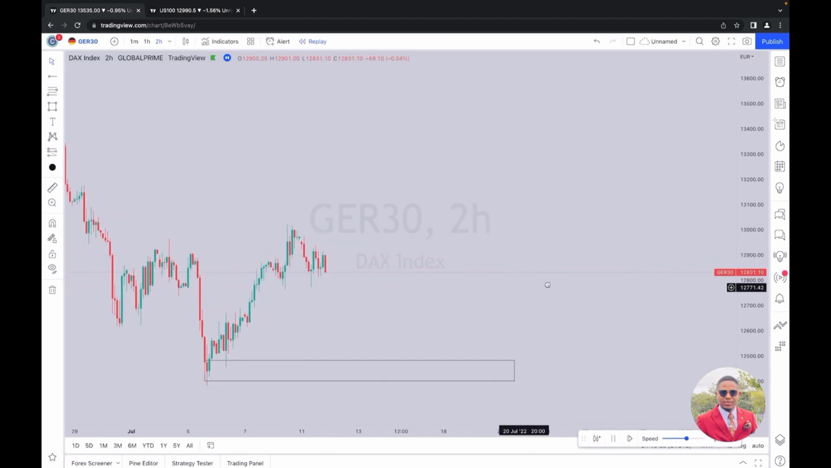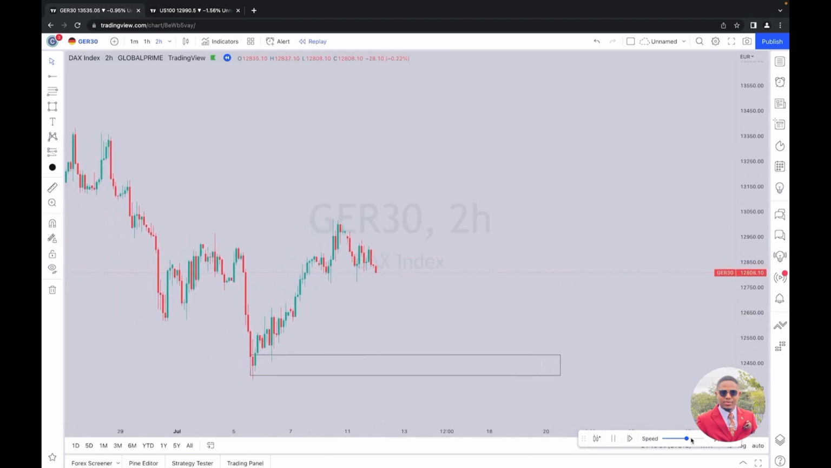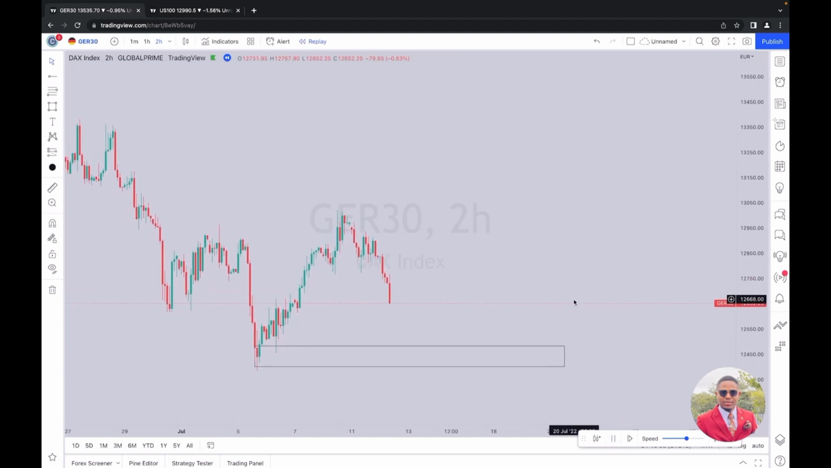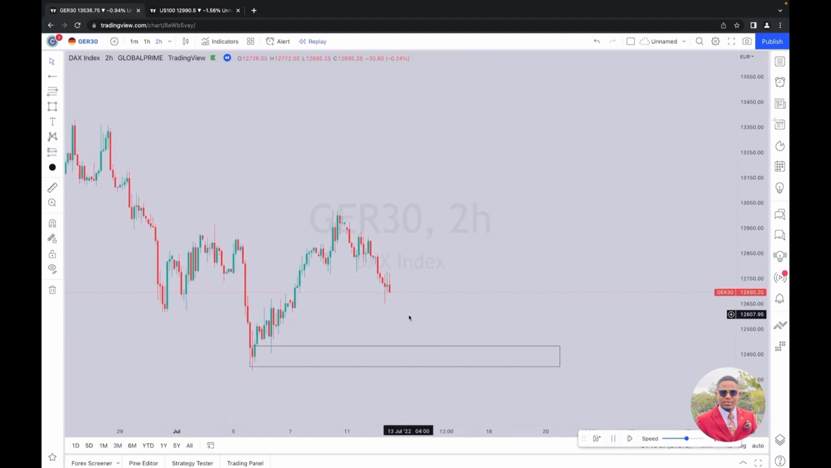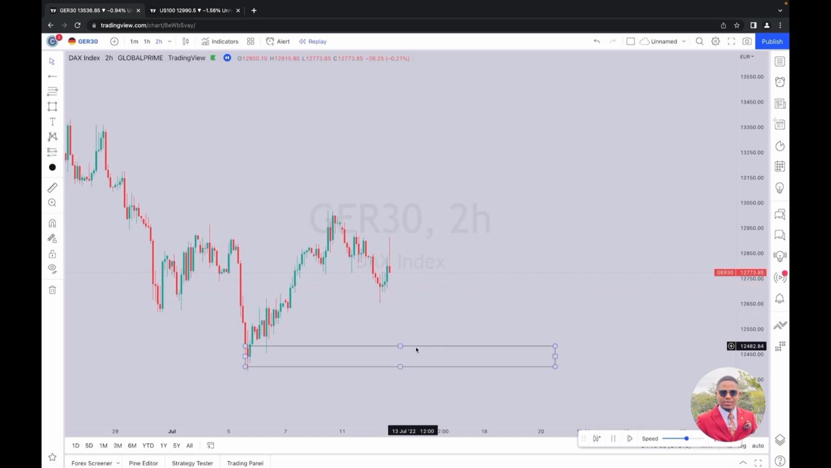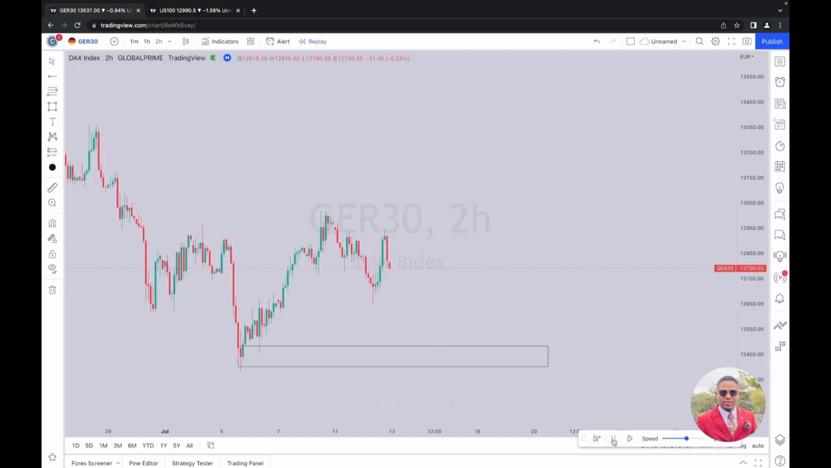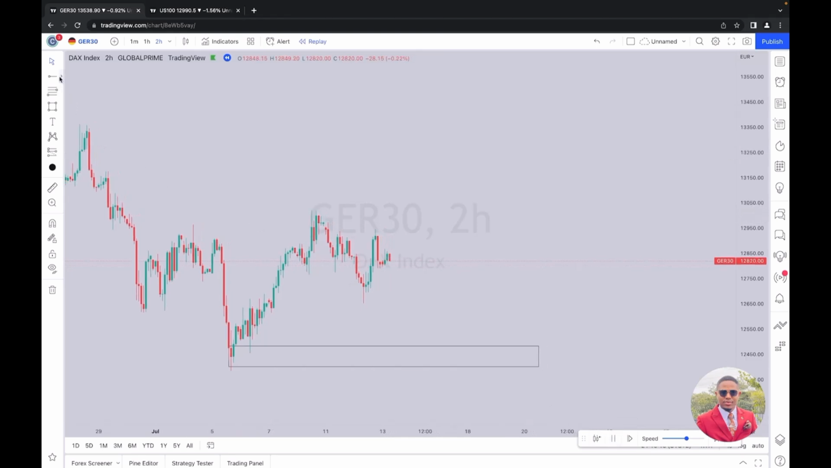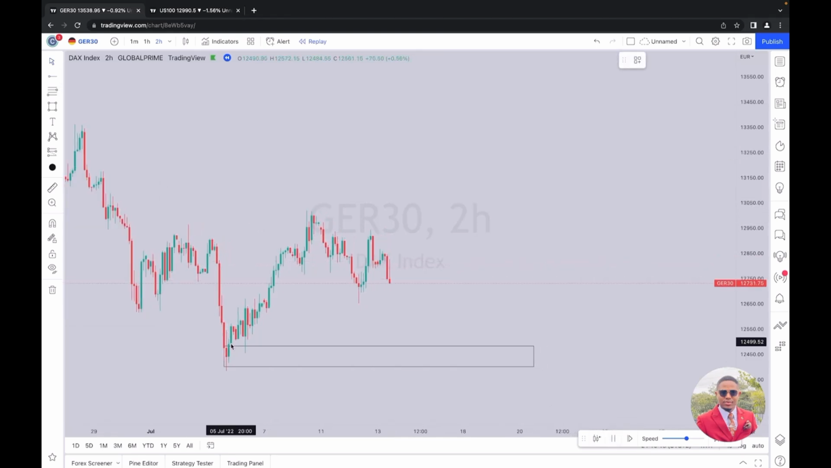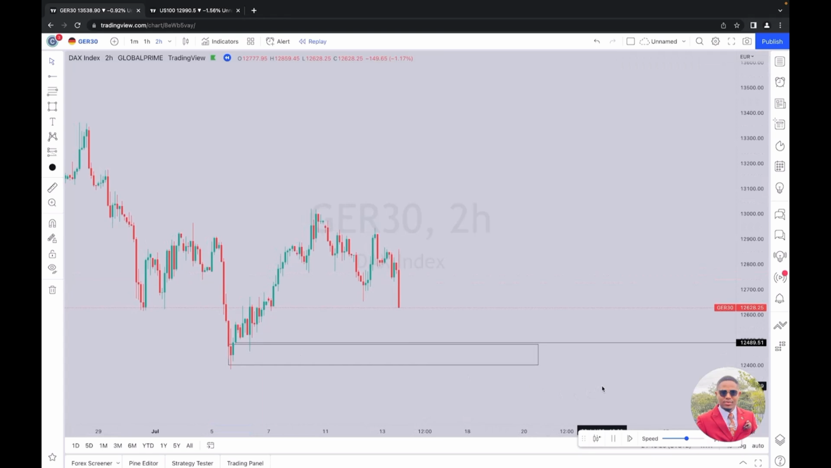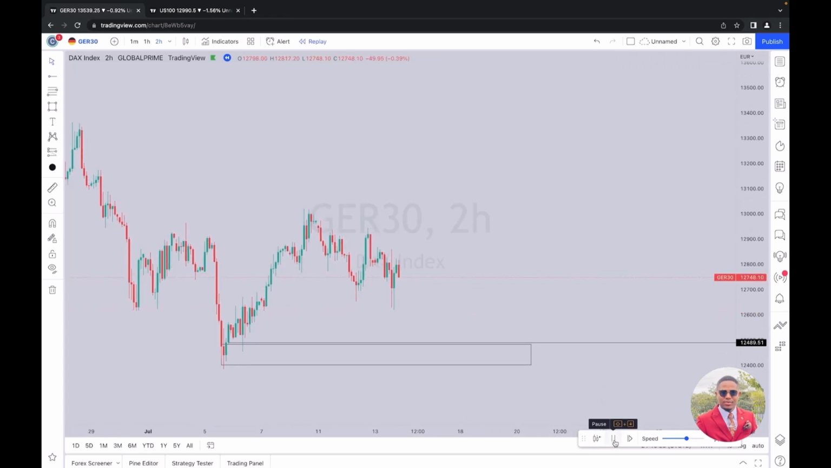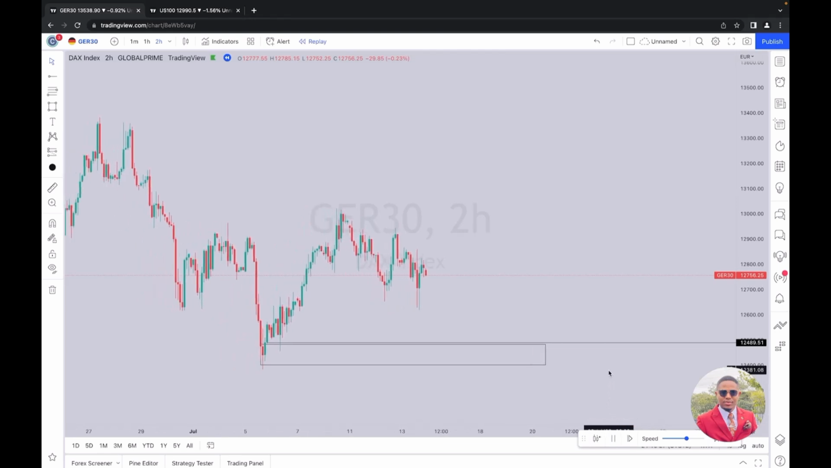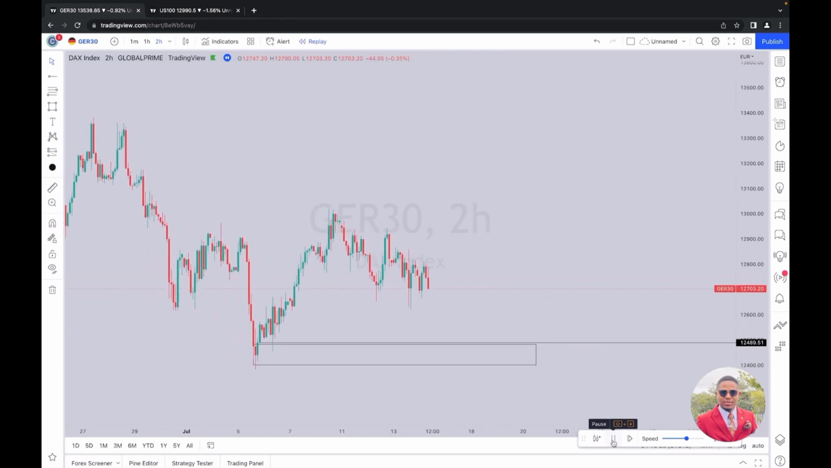When price is coming here straight like this, you need to wait for it to come until it reaches here. Your trade is not yet hit. You wait for price to hit your order block, like that. So we're going to wait for it to hit here.